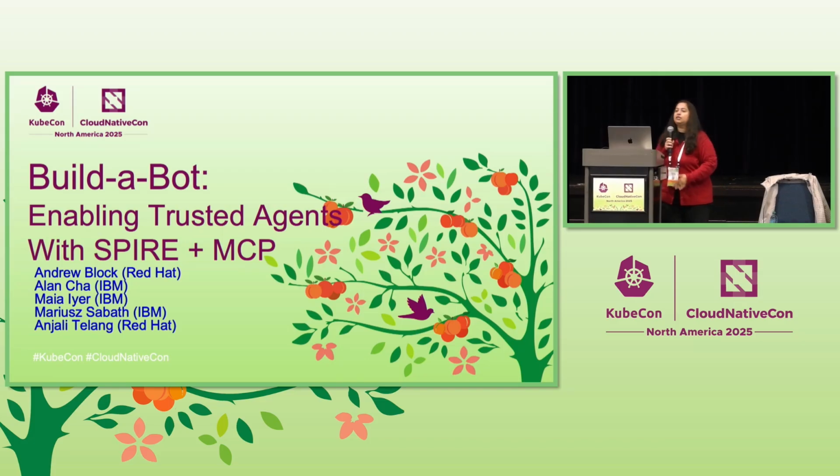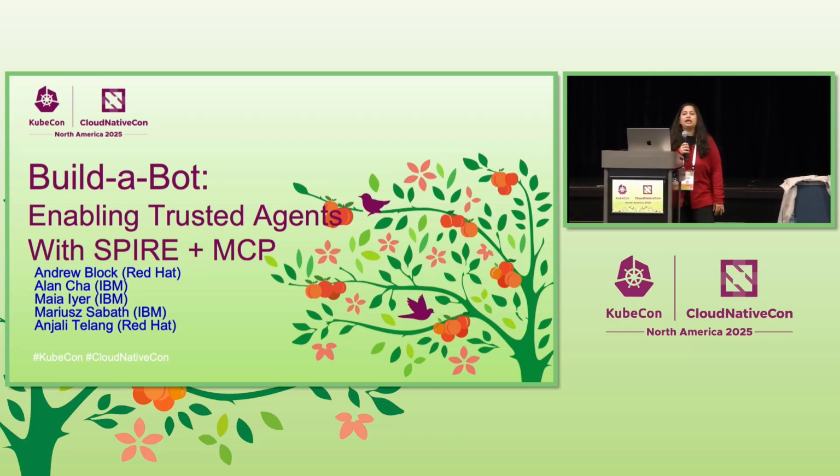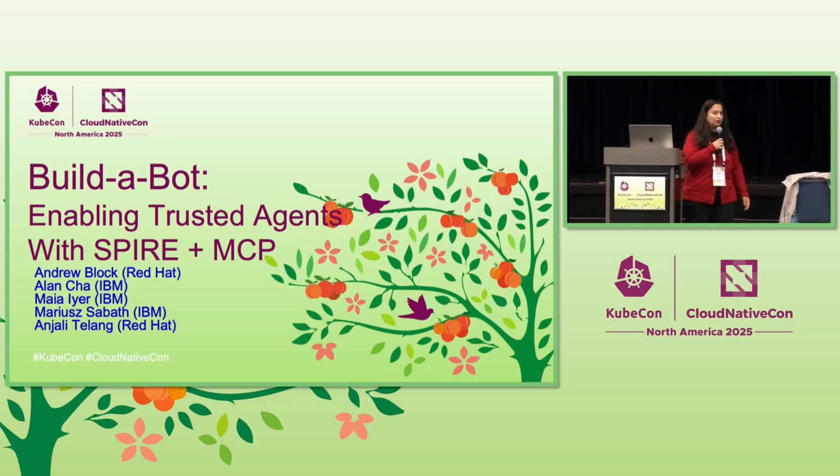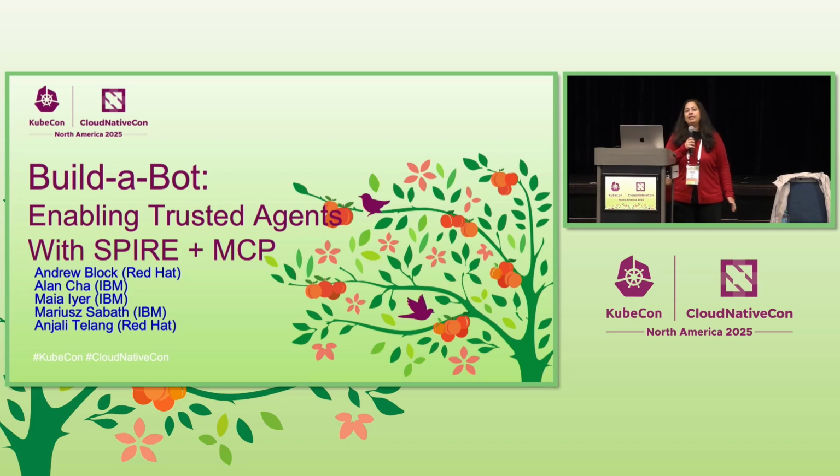Before we get started with all of that, let me start introducing myself and my teammates. I'll ask each of them to introduce themselves first, and then we deep dive into the concepts. My name is Anjali Telang. I'm a product manager in Red Hat OpenShift, focused on bringing secure solutions for all workloads, whether they are AI workloads or any other cloud-native workload. And I will pass it on to Alan.